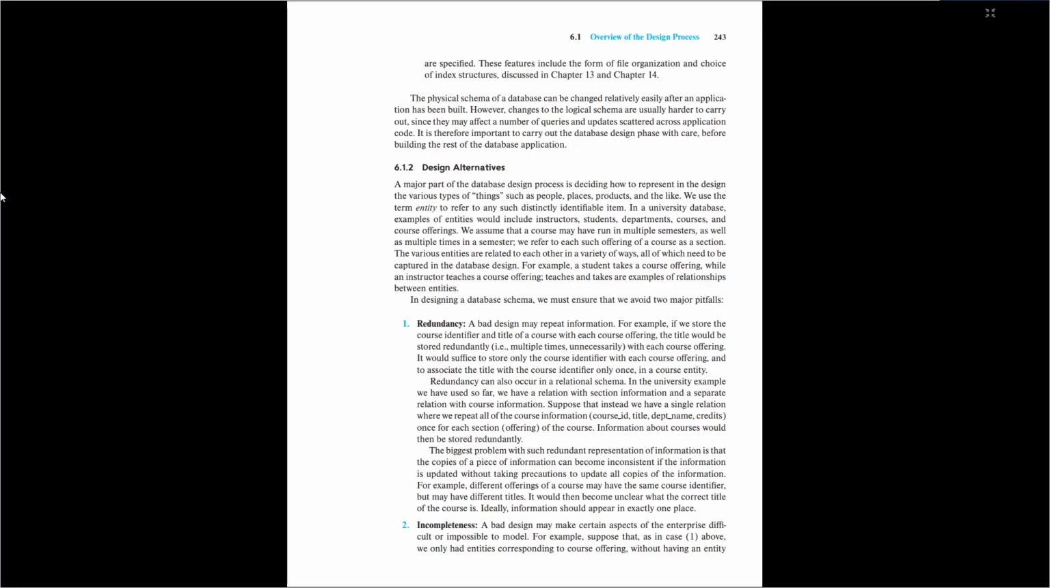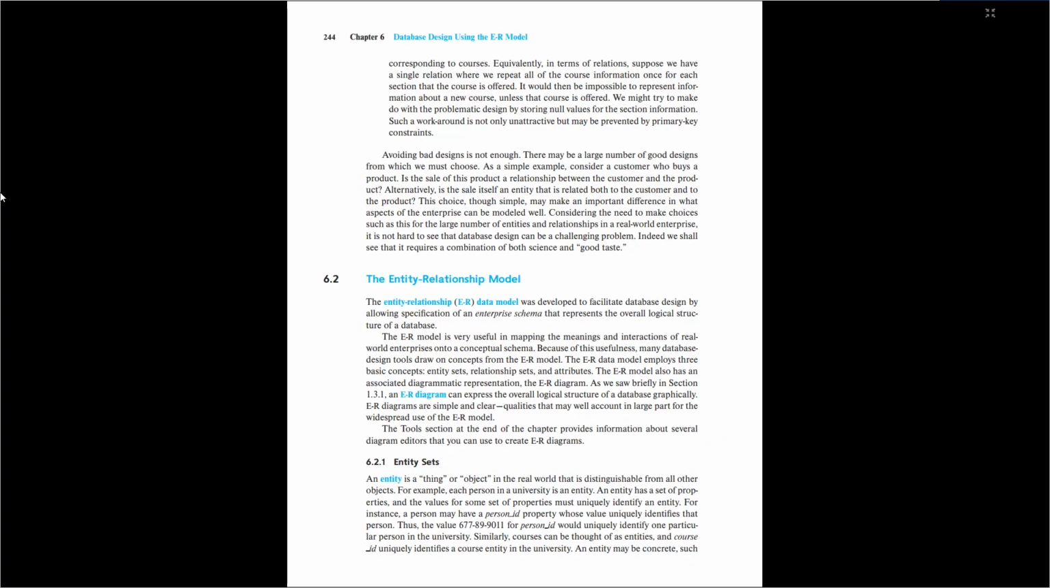2. Incompleteness. A bad design may make certain aspects of the enterprise difficult or impossible to model. For example, suppose that, as in case 1, above, we only had entities corresponding to course offering, without having an entity corresponding to courses. Equivalently, in terms of relations, suppose we have a single relation where we repeat all of the course information once for each section that the course is offered. It would then be impossible to represent information about a new course, unless that course is offered.